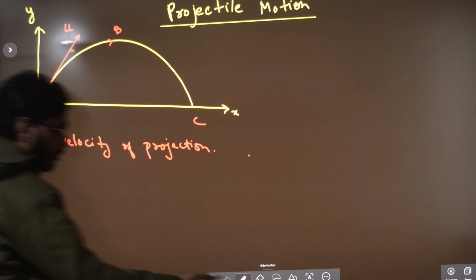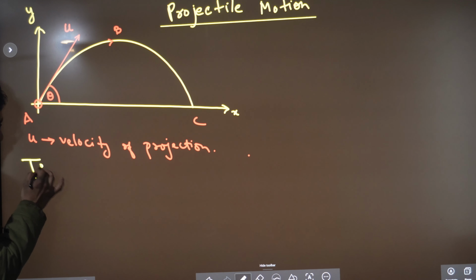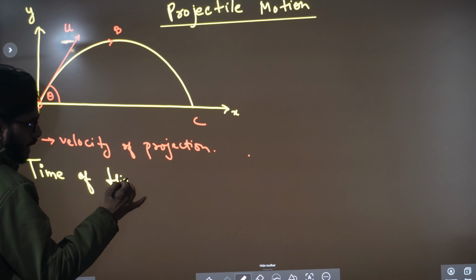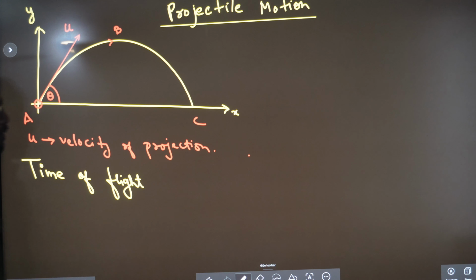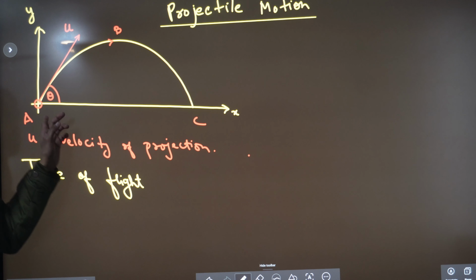We will find the time of flight here in this video. Time of flight is the time for which the particle remains in the air.